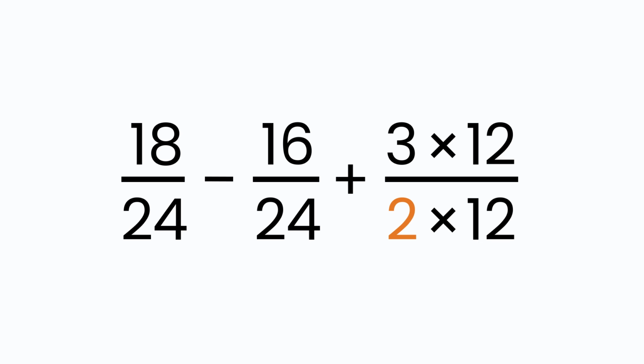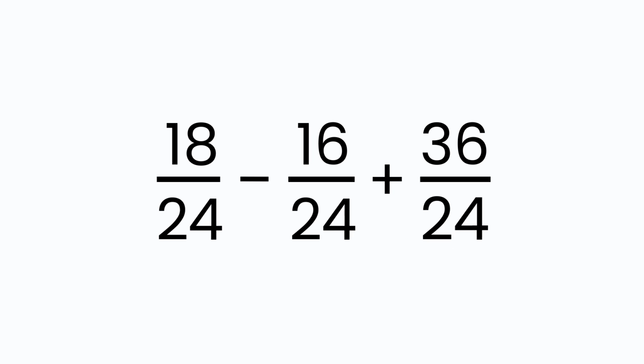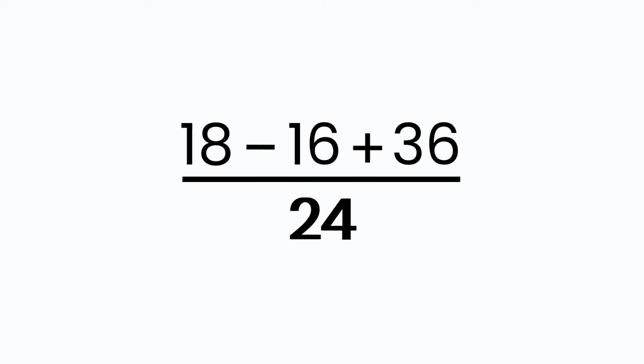Lastly, you expand 3/2 by 12. 3 times 12 is 36, and 2 times 12 is 24. 3/2 may thus be expanded to 36/24. You see that the common denominator is 24. Now you need to calculate 18/24 minus 16/24 plus 36/24.